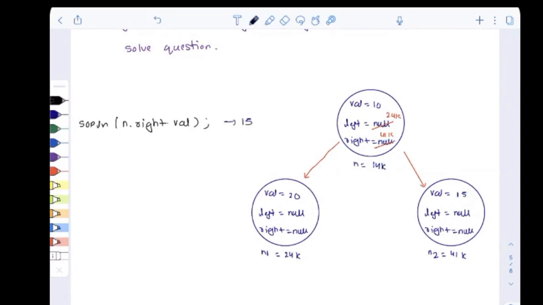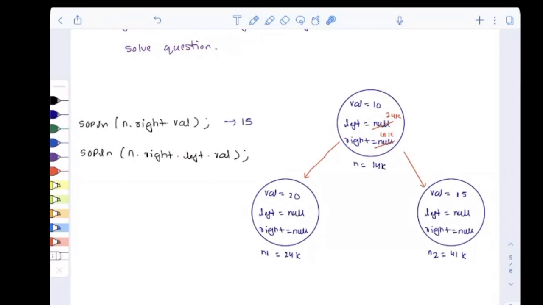Perfect. Now my next question is SOPLN: what is n dot right dot left dot val? What is going to be the answer now? Yeah, n dot right dot left dot val. Little confusing. Exactly. If you write this line in your compiler, will the code even compile? You all are telling me the answer is null. Will the code even compile, guys? Exactly. No, code compilation is not going to happen, guys.